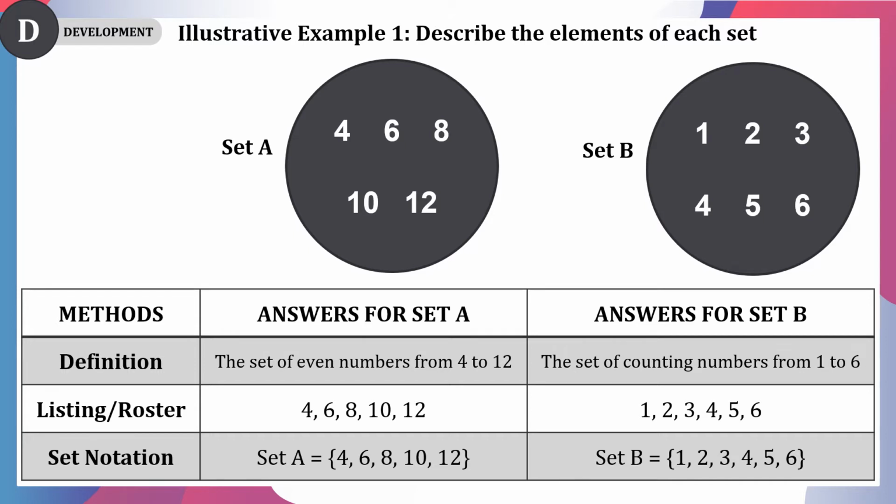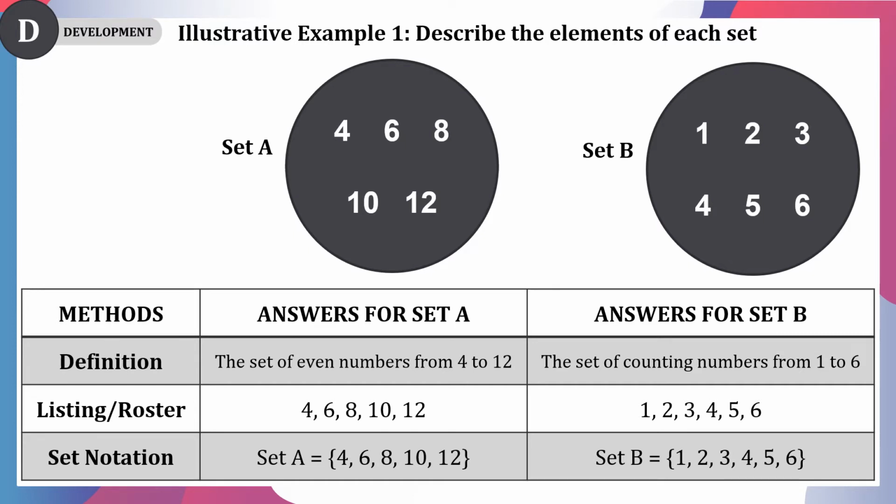By definition, it is the set of even numbers from 4 to 12. By listing or roster method, we have 4, 6, 8, 10, and 12. By set notation, we have set A is equal to open brace 4, 6, 8, 10, and 12 close brace.